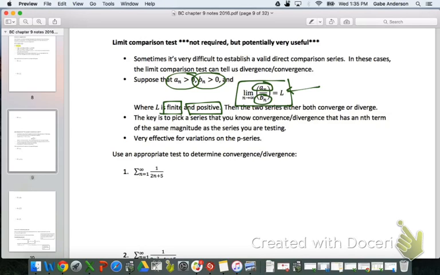A couple of keys here as far as what to pick in a comparison for the limit comparison test. Pretty simple deal. The function that we pick needs to be of the same magnitude as the series that we are attempting to test. Magnitude would be the relative difference between the degree of the top and the degree of the bottom. So this can be very effective for complicated variations on the P series. Let me show you a couple of examples.